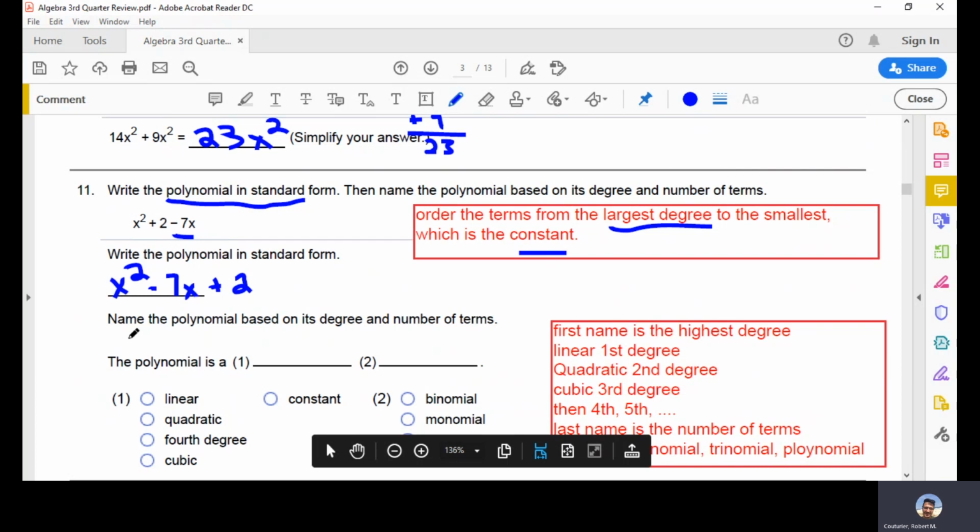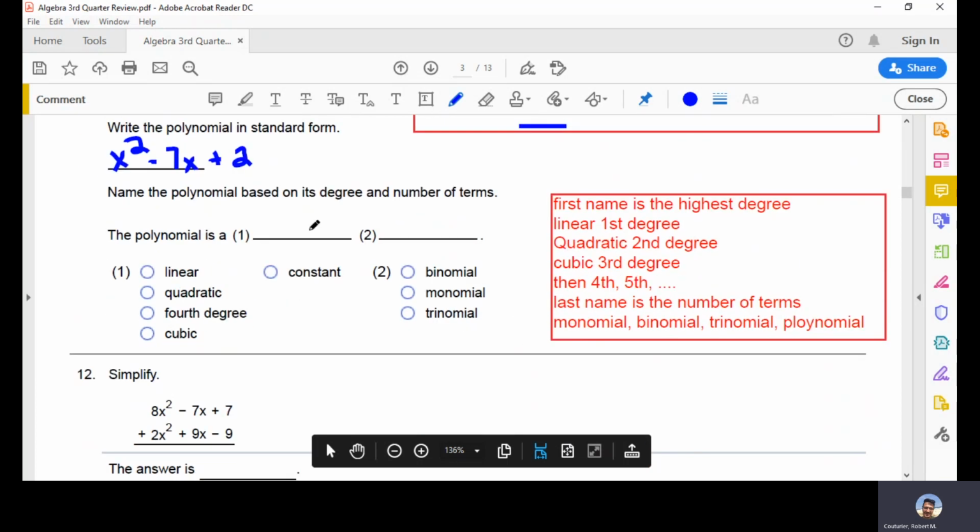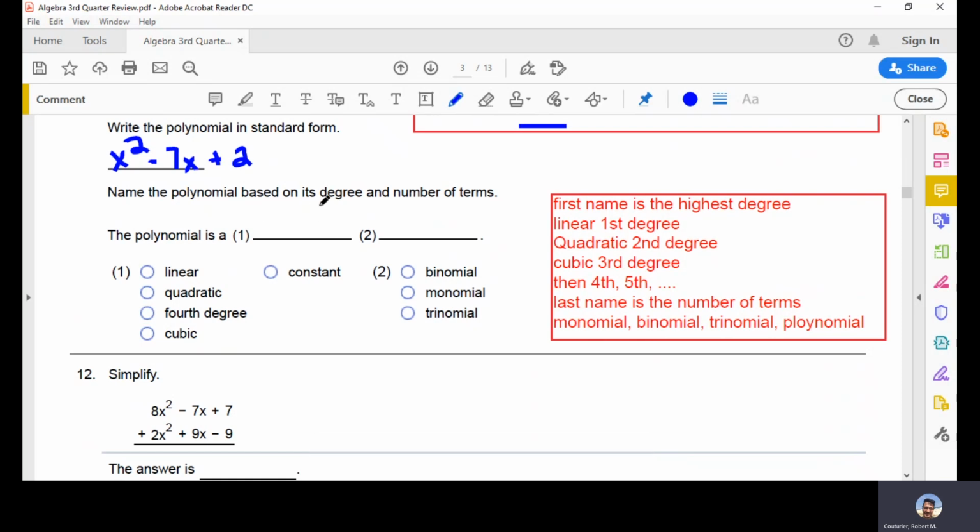Okay. Next one says name the polynomial based on its degree and the number of terms. Okay, so we have a first name and a last name. If you remember, the degree determines your first name. The number of terms determines the last name. So we had special names for first names. If it's a degree of 1, that's a line, so that would be linear. Degree of 2 is quadratic. Degree of anything raised to the third power is cubic. And we're not creative. Everything after that is fourth, fifth, sixth, and so on. The last name, the number of terms.